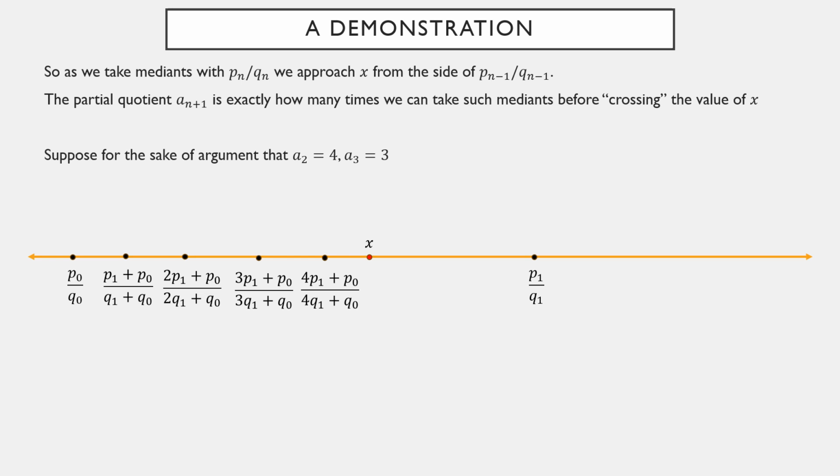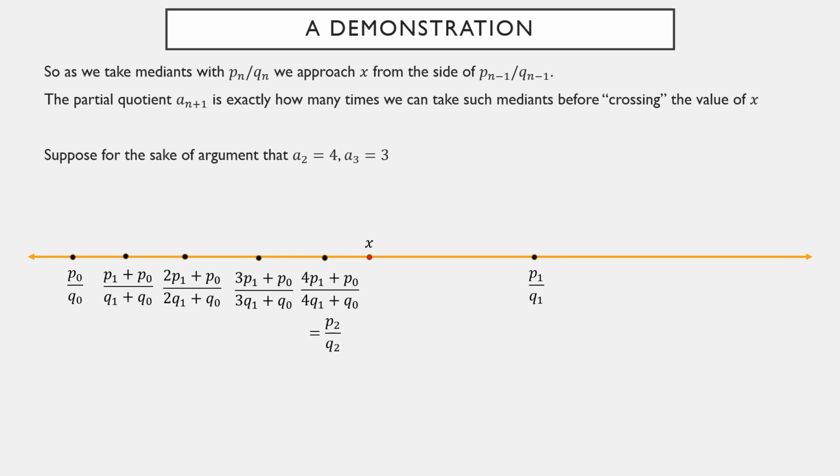But if we were to attempt one more mediant with P1 over Q1, we'd be doing it more times than the next partial quotient a2, which was 4, so we would cross to the other side of x. So we don't do that, and observe that (4P1 + P0) over (4Q1 + Q0) is P2 over Q2. Incidentally, this is a way that you can compute what the partial quotients are. If you know P0 over Q0 and P1 over Q1, construct these mediants until you cross over x. The last time you could do so is the next partial quotient.